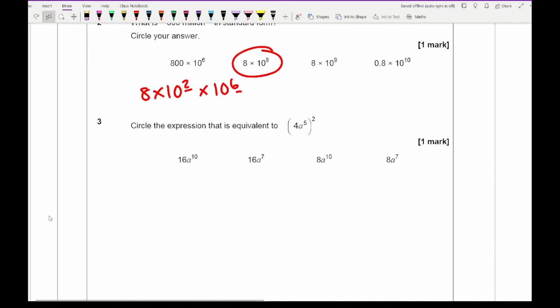For question 3, it says circle the expression that is equivalent to (4a to the power 5) squared. So we've got 4a to the power 5 times 4a to the power 5. 4 times 4 is 16, and a to the power 5 times a to the power 5 is a to the power of 10, which gives us our first option.